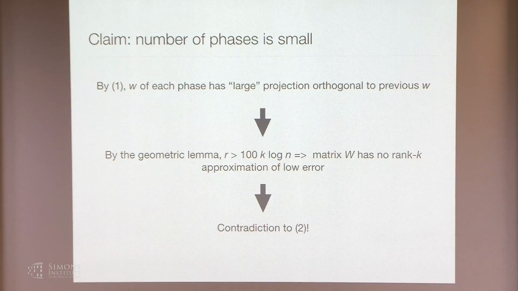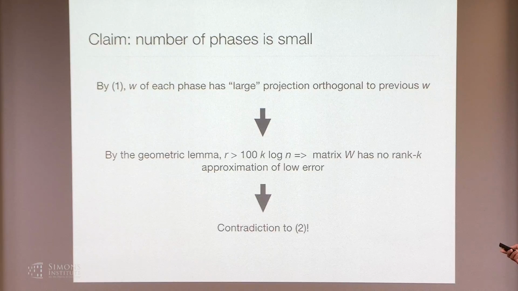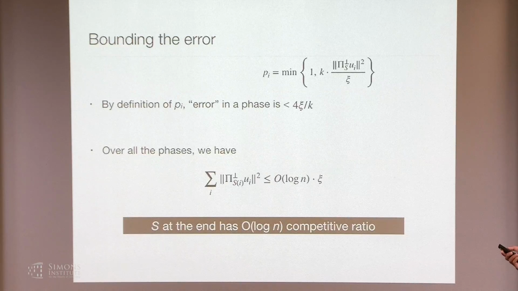So all right. This is basically the proof that you won't add too many, that the space won't get too large. Okay? So now why is the error small? This is also very simple. Note how the PIs were defined, right? They were basically the min of 1 and this. Okay?